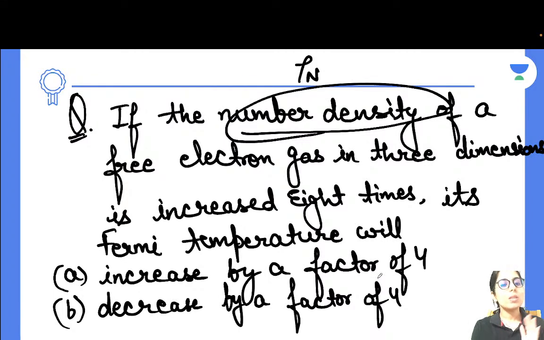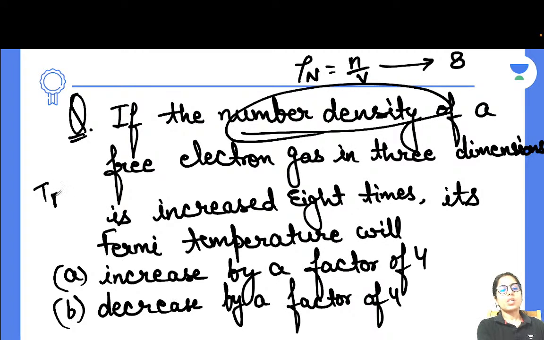And since it is a 3-dimensional case, I'll say its number density shows the number of electrons per unit volume, because it's a 3D case, right? It's becoming 8 times now. Now, if we talk about the further thing, its Fermi temperature will increase by what factor? So here, what do you need to know? You need to know what the Fermi temperature is.